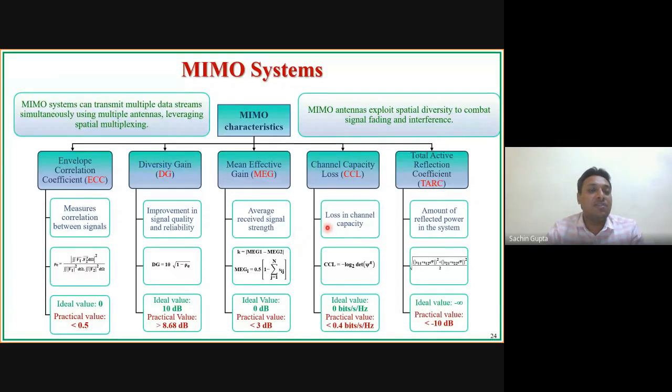So here we have considered the envelope correlation coefficient, which is calculated using this formula. Using this formula we can easily calculate diversity gain, mean effective gain, channel capacity loss, and total active reflection coefficient. And their ideal values are also given, because many of you are not working in the communication domain. So we have given some ideal values and the practical values also, which are acceptable by standard organizations.